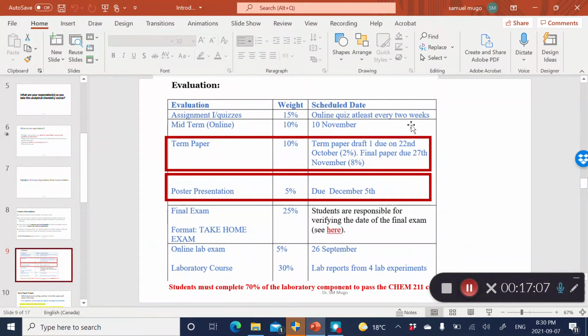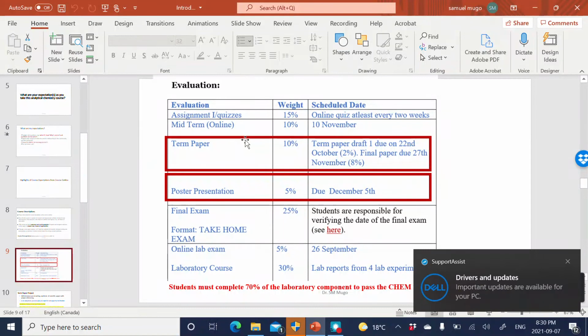So as I've said, there's a term paper, and the term paper is gonna be based on a topic that the students are gonna choose, and based on that topic, I'm gonna assign some journal articles that you can read, and then you're gonna write a summative term paper. And the summative term paper, of course, I'm gonna provide all the guidelines related to that. The summative term paper is gonna be due on the 22nd of October.